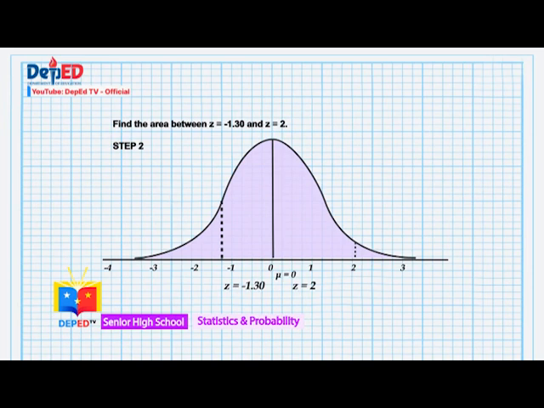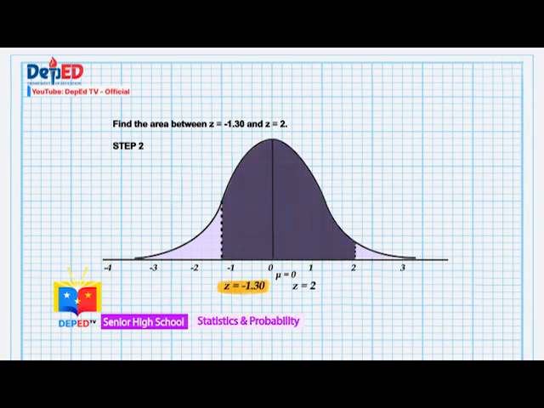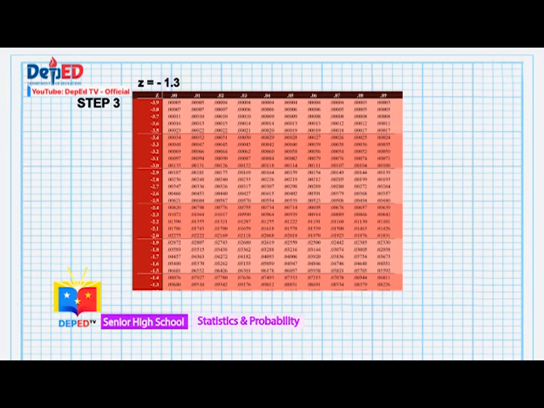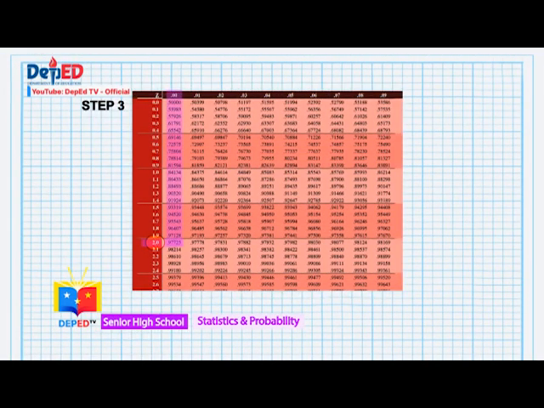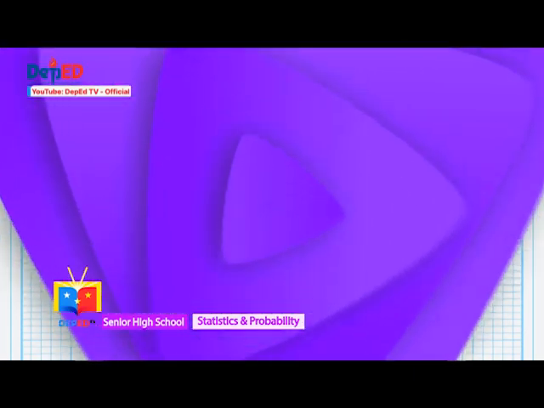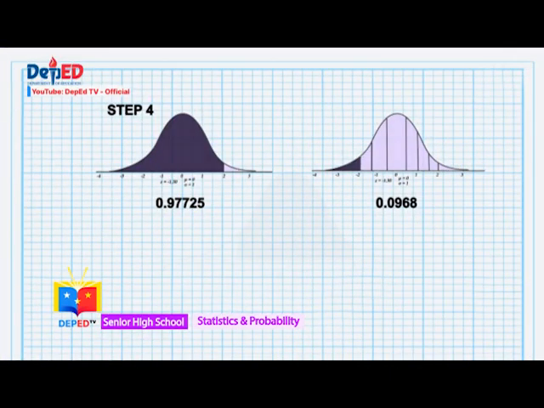In this case, we shade between z equals negative 1.30 and z equals 2. Third step is to use the table of the area under the normal curve to find the corresponding area. We need to find two intersections for the smaller z-value and the bigger z-value. The value that corresponds to z equals negative 1.3 is 0.0968, and z equals 2 is 0.97725. The fourth step is to choose the appropriate operation based on step 2 and 3.